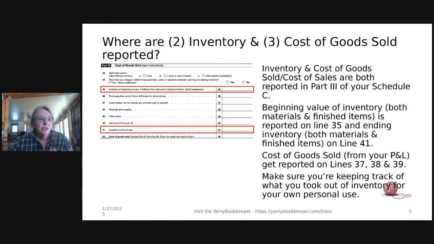The actual cost of goods sold, cost of sales from your profit and loss report get reported on lines 37, 38, and 39. Oh, one very important thing, make sure you're keeping track of what you took out of inventory for your own personal use, because that gets thrown in this math problem too.